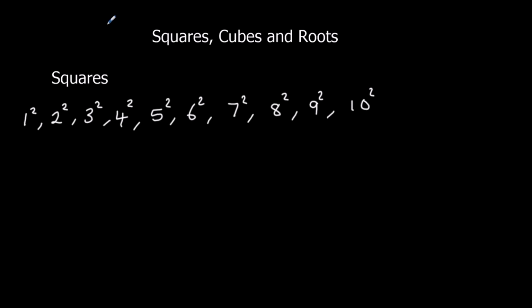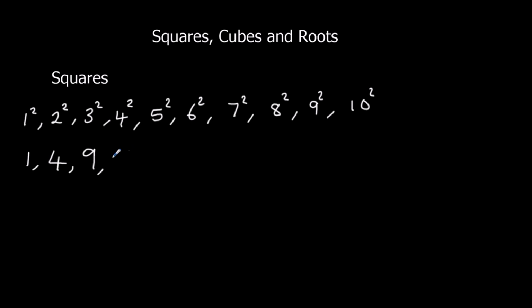Whenever we're asked to square a number, what we're being asked is to multiply it by itself. So when we say 1 squared, it actually means 1 times 1. And 1 times 1 is 1. 2 squared, 2 times 2. 2 2s are 4. 3 times 3 is 9.